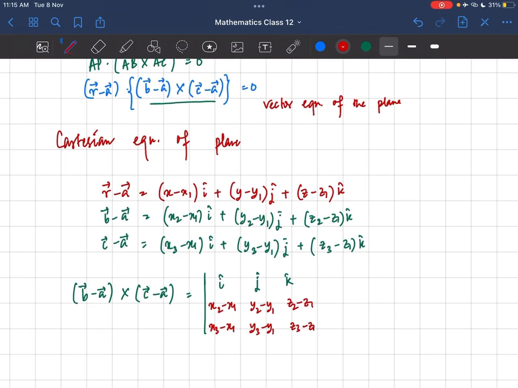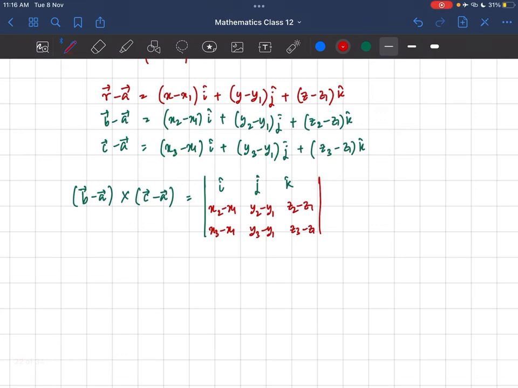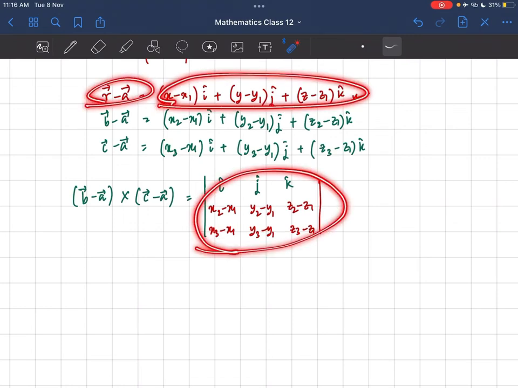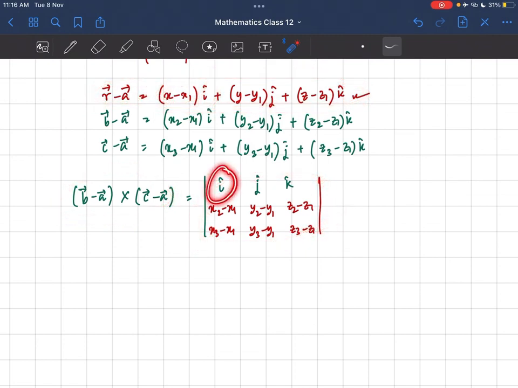Now in order to find the Cartesian equation of the plane, we need to do the dot product with R minus A. R minus A we already have. So this vector dot this one, R minus A dot this thing, right? So what will this dot this become? You see, i dot i becomes 1. So in place of i here, I'm going to write x minus x1, and j dot j is 1, so in place of j I will write y minus y1, and then k dot k is 1, so in place of k cap I'm going to write z minus z1.